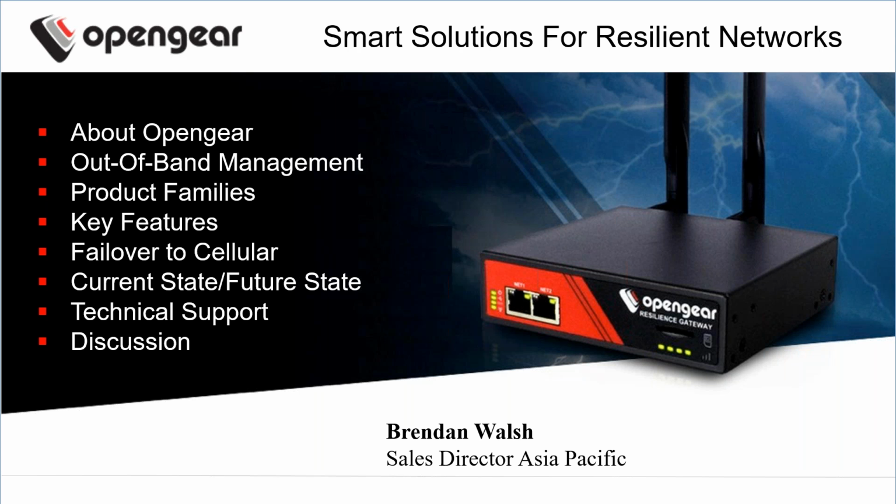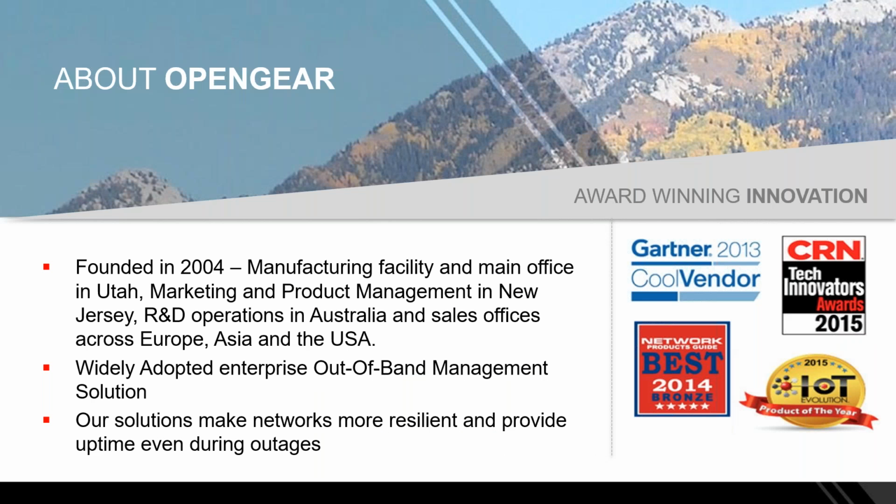And I'd like to go to the next slide, which is about Opengear. So Opengear was started in 2004 with a manufacturing facility in Utah. Our head office now is in New Jersey, but we've got a large R&D operation in Brisbane, Australia, where I'm from Sydney, Australia, and sales offices all around the world, as in Sydney, Australia, in Singapore, Europe, the Americas. Our product is a widely adopted enterprise out-of-band management solution.